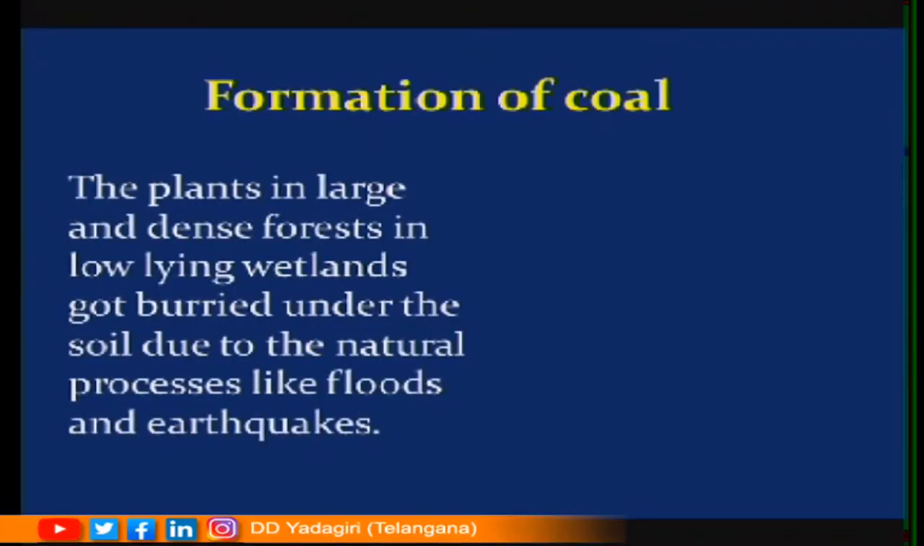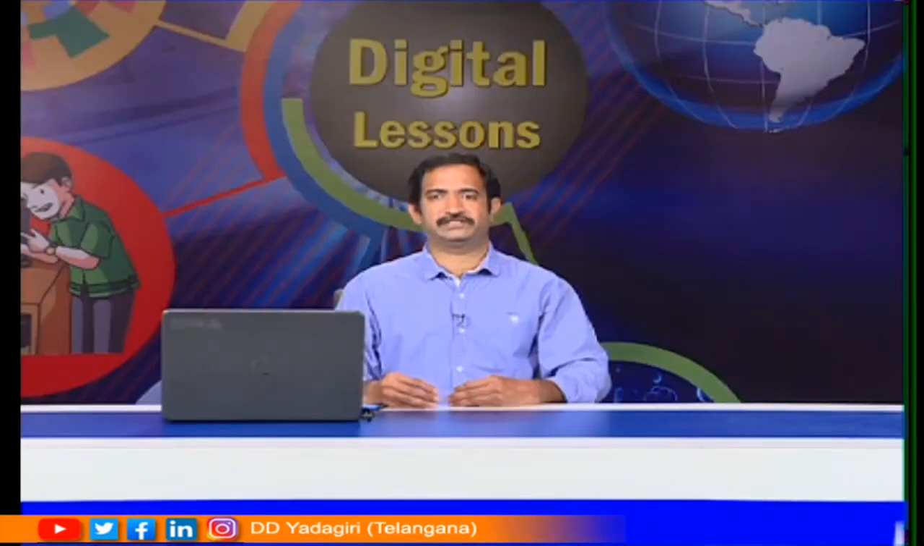Now, formation of coal. The plants in the large and dense forests and low-lying wetlands got buried under the soil due to natural processes like floods and earthquakes. The earth is filled with beautiful flora and fauna. We have large forests and large aquatic life. When they die, this plant vegetation and their debris will be deposited into the earth's crust. Slowly, the sedimentation will be done, and layer by layer, they will go into the earth.